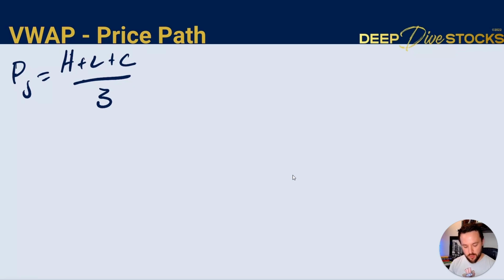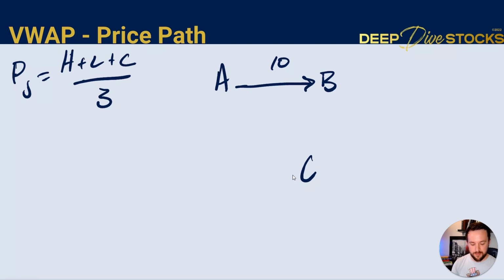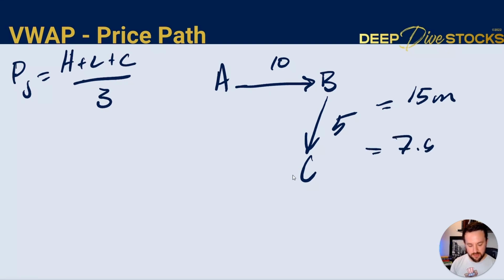Now let's look at a quick analogy. Suppose I wake up and I walk 10 meters from A to B, and I walk 5 meters from B to C. How much did I walk? Well, easy, right? I walked 15 meters. I walked 10, and then I walked 5. What would VWAP say we walked? VWAP would say we only walked 7.5 meters, because it would take 10 plus 5 divided by 2, and that gets us, I think, 7.5.